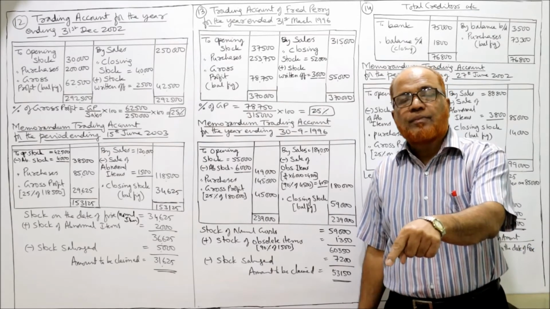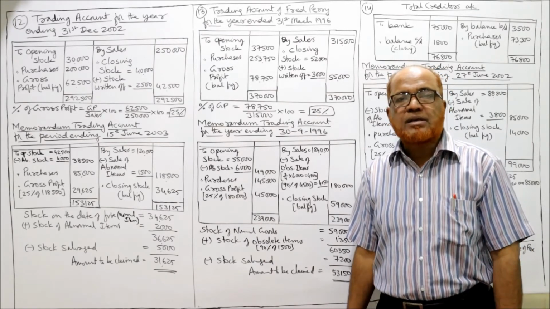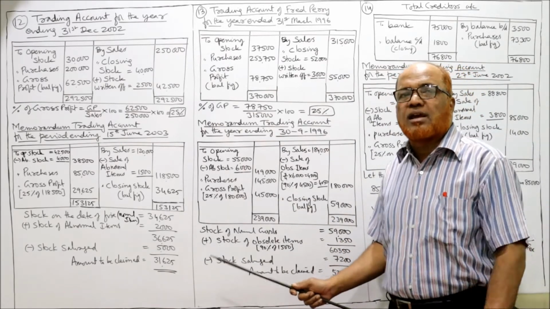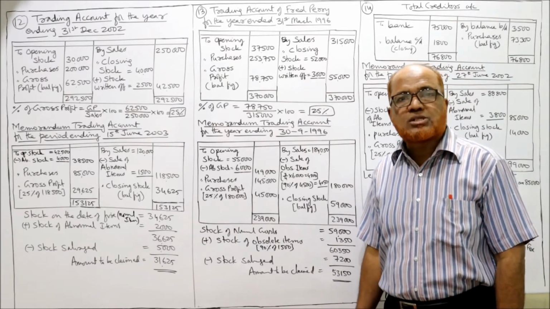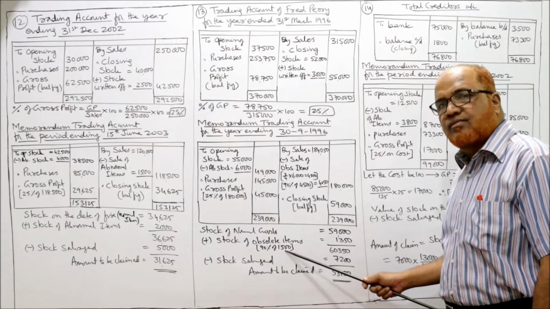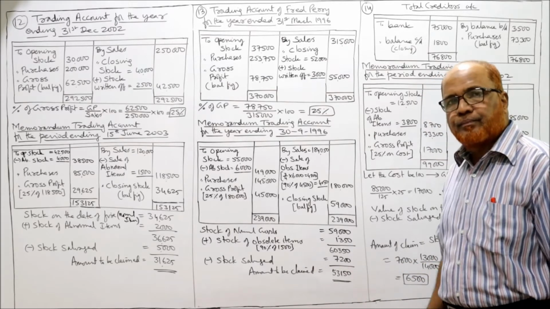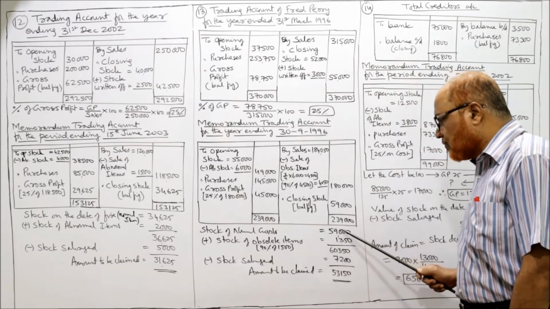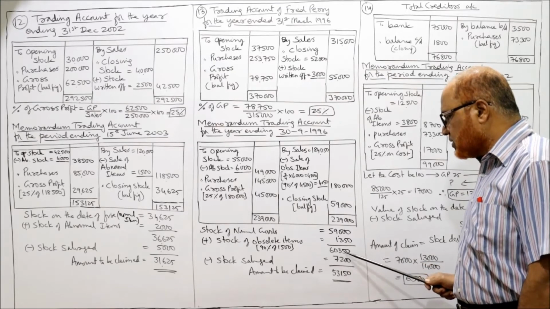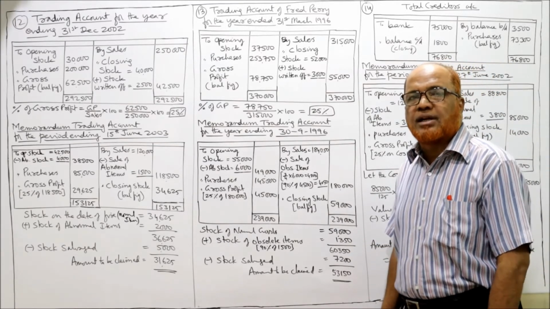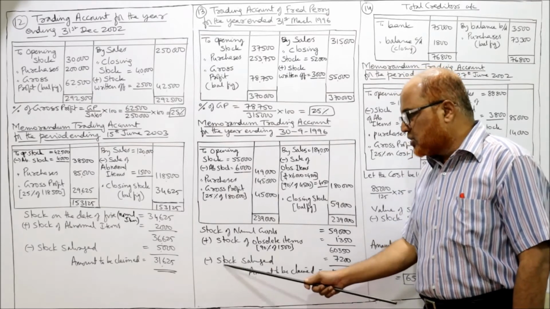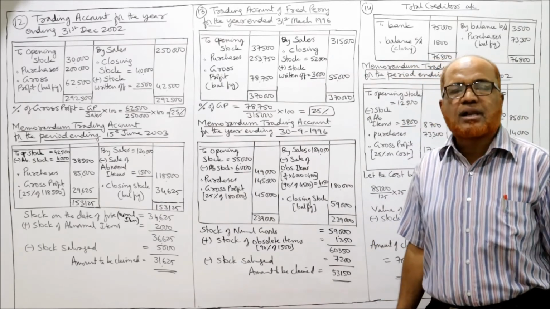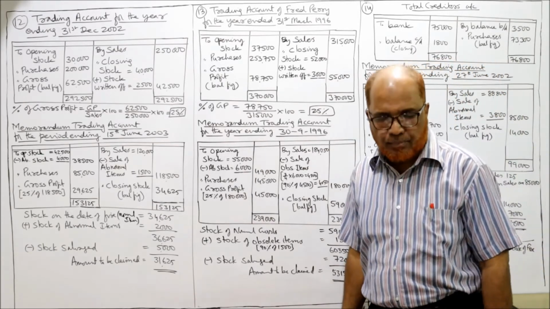But it is given in the problem that it will fetch the same price. Same price means 90%. The 90% of cost at which we sold earlier, the same 90% will be realized for the obsolete stock. So 90% of 1,500 comes to 1,350. So add this 1,350, the stock of obsolete items. Normal items stock is 59,000. Now add up, 60,350 is the total stock on the date of fire. Less stock salvaged, 7,200. So 53,150 is the amount of claim to be made with the insurance company.